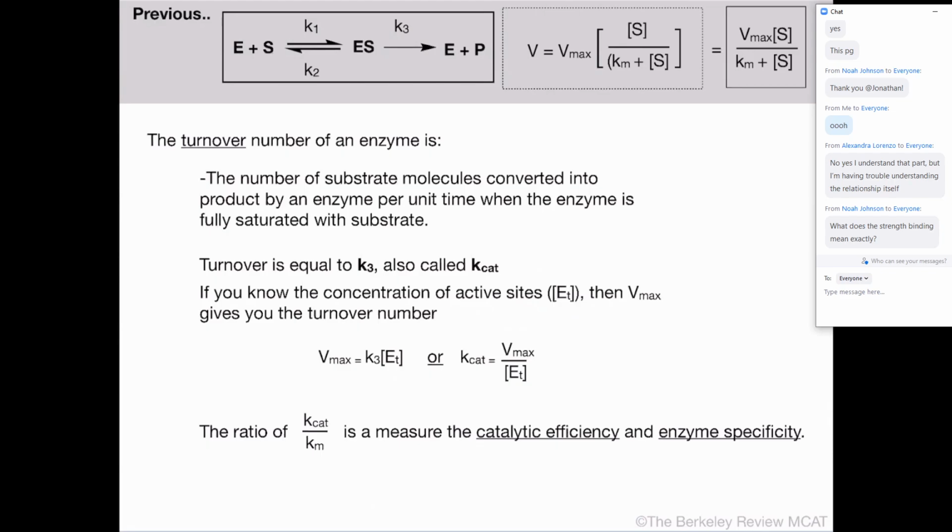Okay, so the turnover number of an enzyme is the number of substrate molecules converted into product by an enzyme per unit time when the enzyme is fully saturated with the substrate. In other words, your turnover is going to equal your K3. How many of these substrates can turn into product? And you might see this as Kcat.